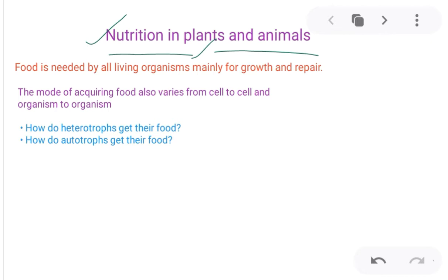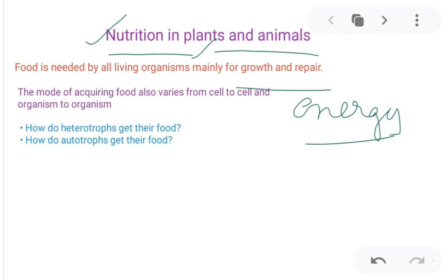To get energy. So the main purpose of obtaining food is to receive energy. So why is energy required? Definitely energy is needed for every living being to perform their metabolic activities or body functions, right? Especially this energy is needed for growth and repair of the body cells.